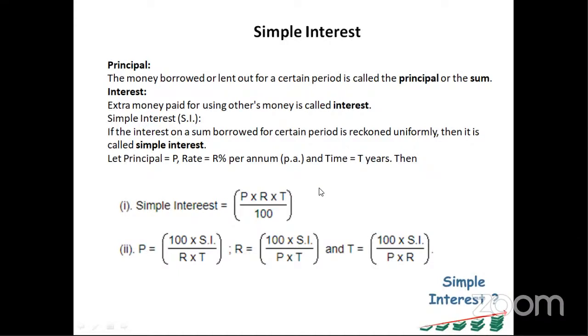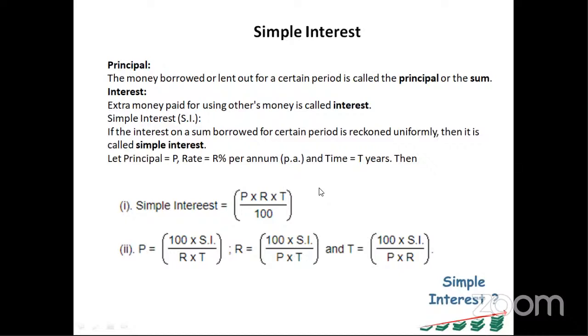Then we have interest, which is nothing but the extra money paid. Interest is extra money paid for using somebody's money. Okay. So when we say simple interest, we have two types of problems. One is simple interest and another one is compound interest.